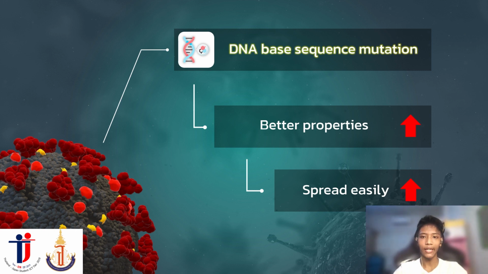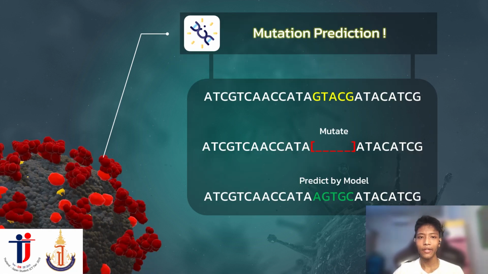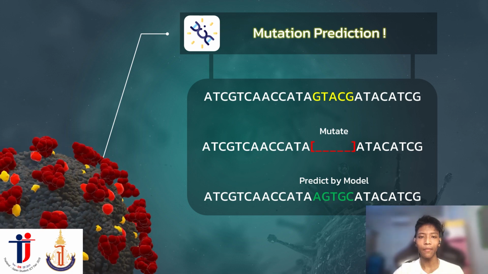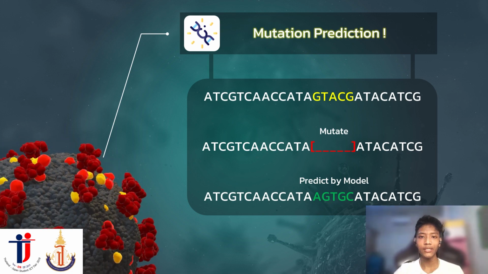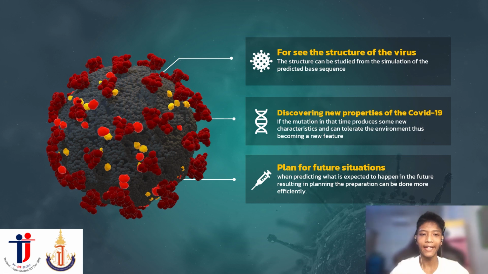Case 1: the virus mutates and doesn't survive in the normal environment, in which case it is not important. Case 2: it survives in the environment. This will make the properties of the virus better, such as being able to infect more easily, and may result in more difficulty controlling the spread. Therefore, we have an idea to develop a model to predict the mutation of the COVID-19 nucleotide sequence using the transformer technique, so that researchers can understand better the structure and properties that may occur in the future, and plan better to control the situation.